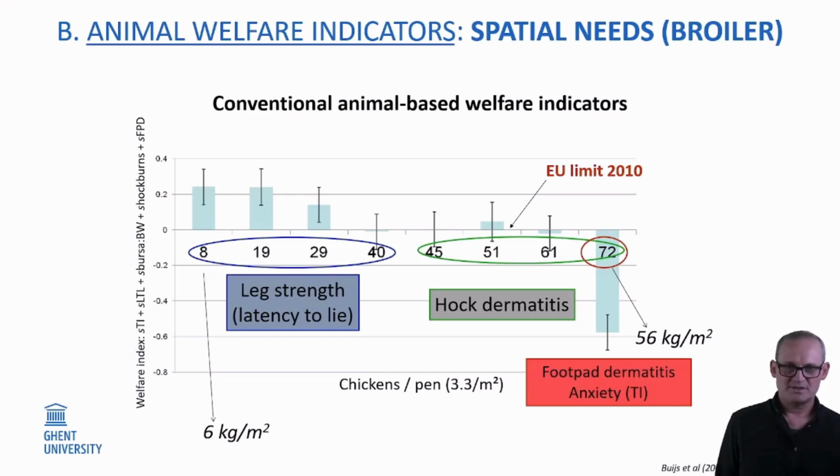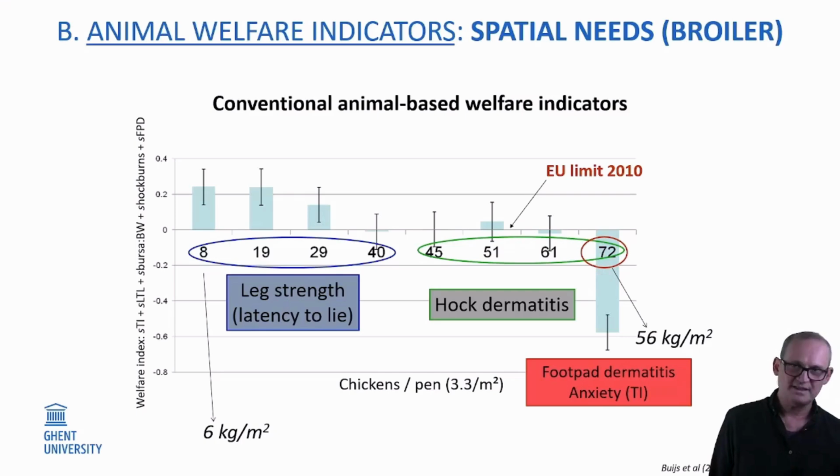These include, for example, the tonic immobility as a test of fear, the latency to lie as a test of leg strength, the weight of the bursa compared to the body weight, the prevalence of hock burns, and the prevalence of foot pad dermatitis. And you can develop a welfare index based on this set of indicators. We did this in an experimental setting in which we changed the stocking density from very low to very high, and you can see that this integrated welfare score goes down as stocking density increases.